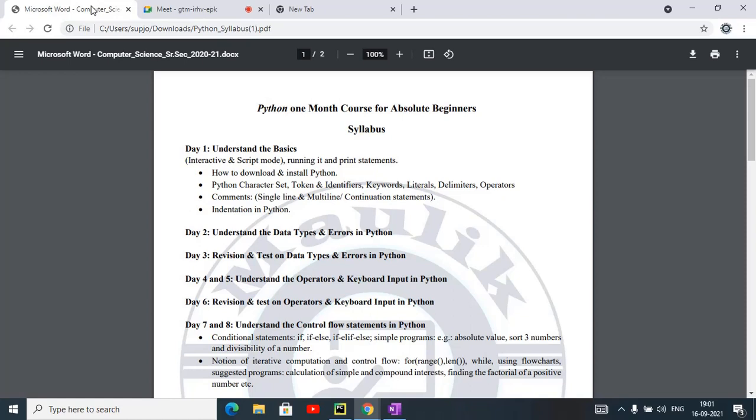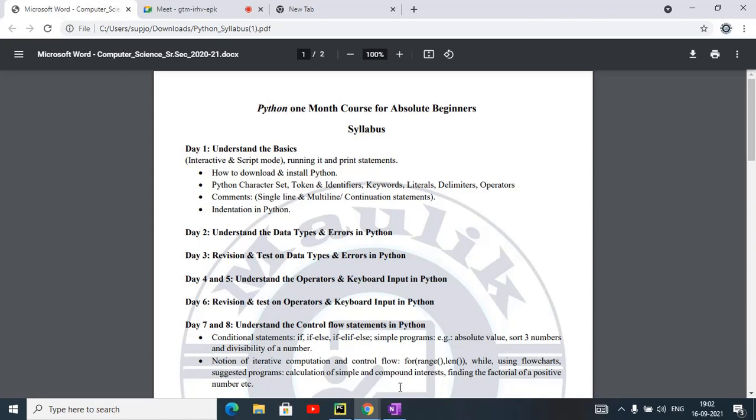Does anyone want to ask something? I think, sir, you did not cover the membership operator. The membership operator we already covered in yesterday's class. What is the membership operator? In, and the second one, not in, that we discussed yesterday. You still have not understood the membership operator? Yes, sir. Please explain again. Okay.